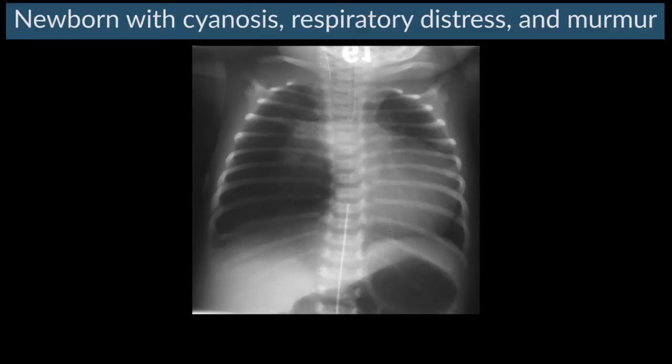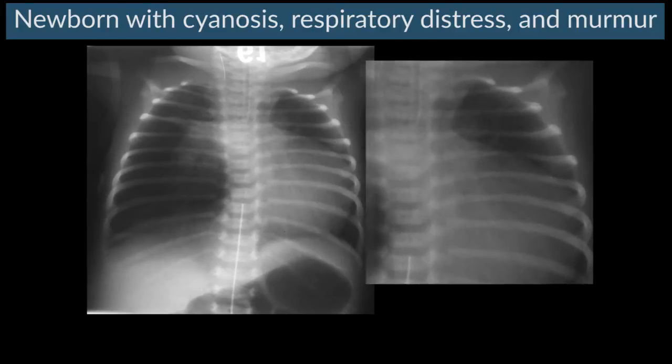Here is a newborn who presents with deep cyanosis, respiratory distress, and a murmur. And on initial inspection, we can see that the heart is large. It has a very prominent ventricular border. And if we focus on the lungs, they are very black. We can't see any pulmonary markings at all. This is not because the child has a pneumothorax. It's because the pulmonary vascularity is markedly diminished.